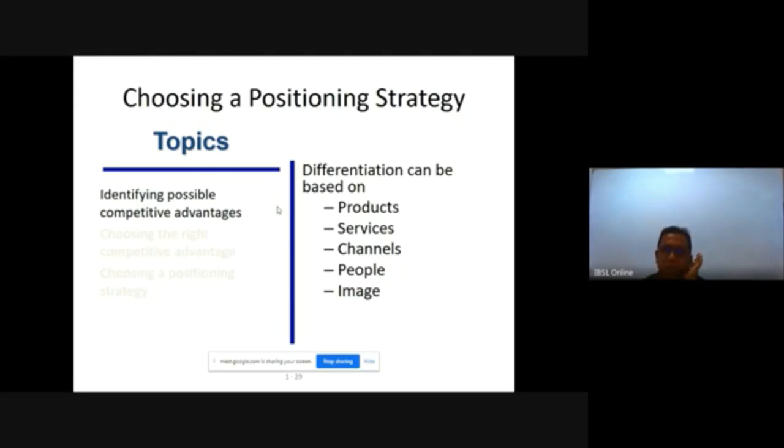The people, who are the people who are selling the product? I said Singapore Airlines were promoting Singapore girls as a key positioning variable. They are different to any other airline staff who are competing with them.